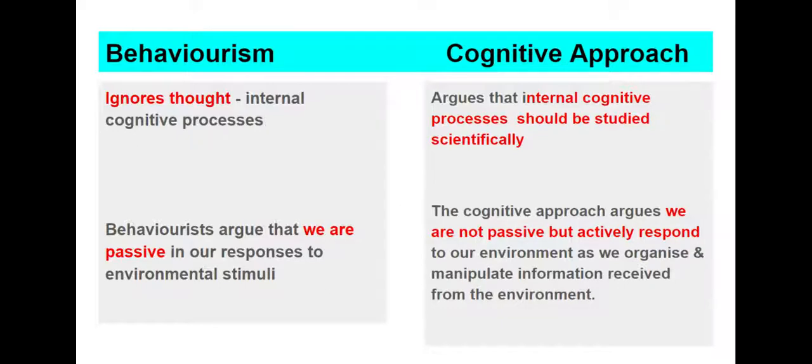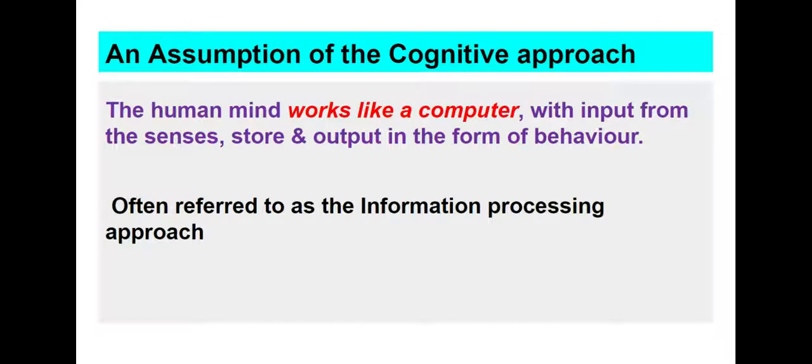Now, let's just have a little look at what we mean by cognitive processes. One interpretation of this is that our human mind works like a computer. So you get input from the senses, which you can store, and then you will have a response, which is your output in the form of how you behave. So this is referred to often as the information processing approach. So let's have a little look at what could be interpreted as information processing.